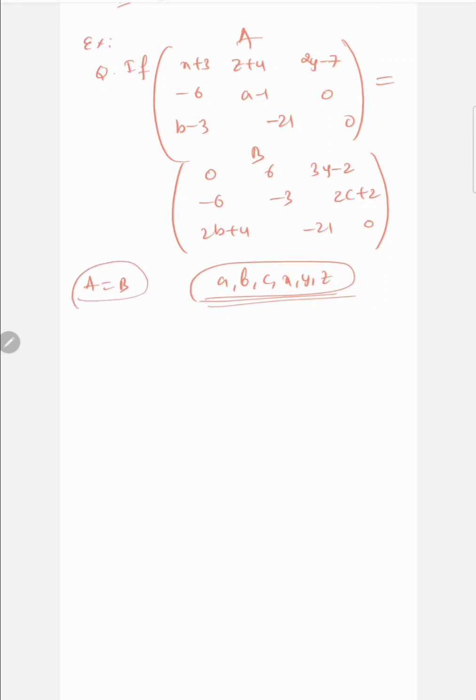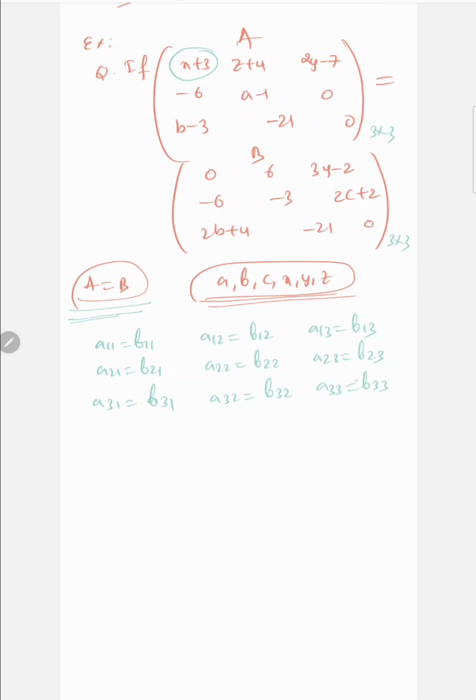As the condition is given that A and B are equal matrices, first we have to check whether they have the same order or not. They have the same order. So when they are equal, the corresponding elements should be equal. So A11 should be equal to B11, A12 equal to B12, A13 equal to B13, A21 equal to B21, A22 equal to B22, A23 equal to B23, A31 equal to B31, A32 equal to B32, A33 equal to B33. So we will just compare.